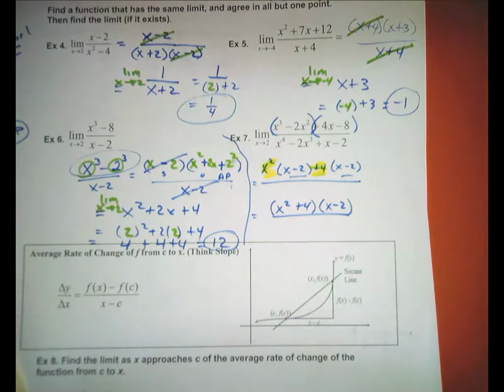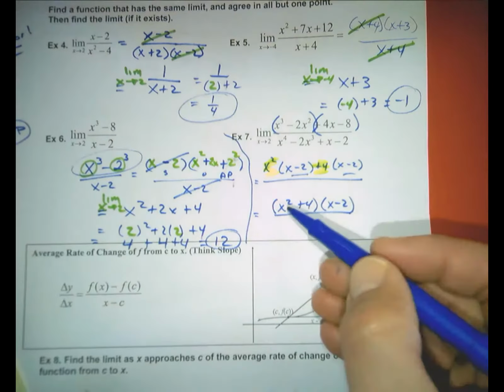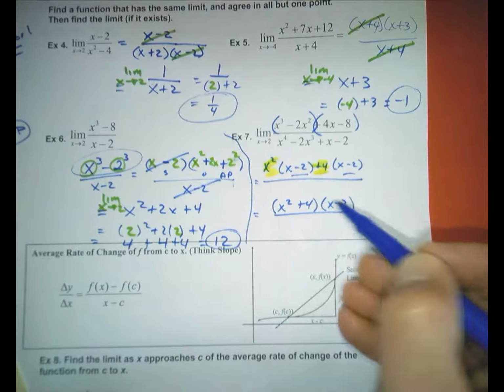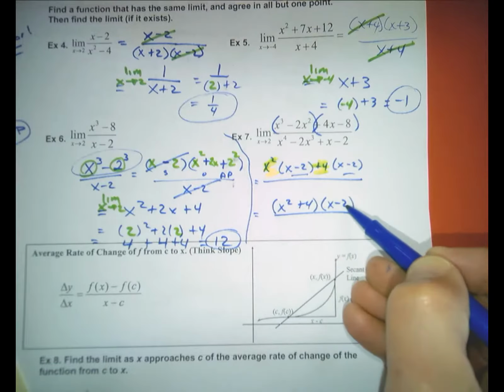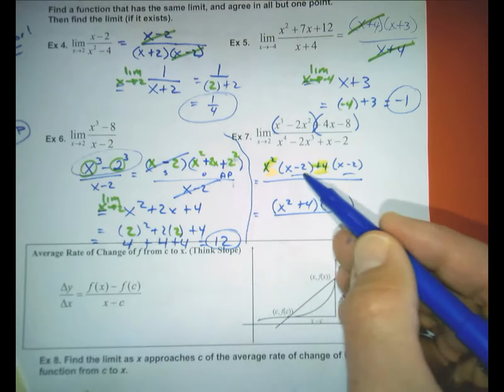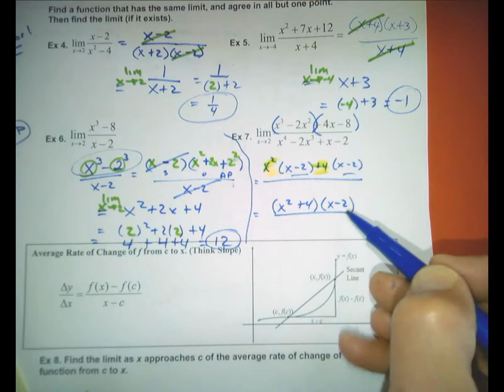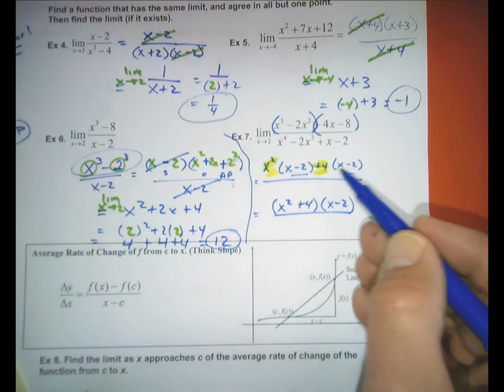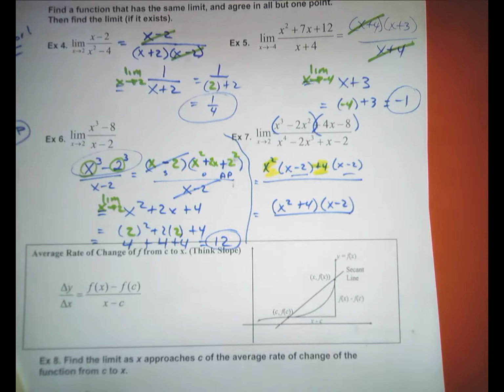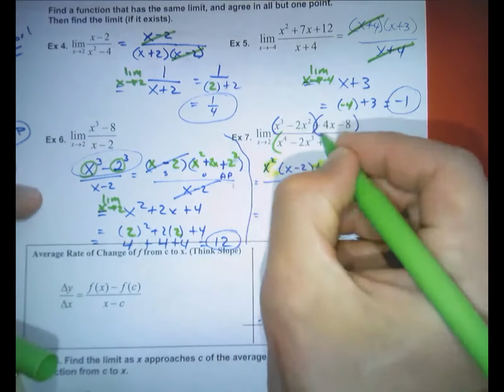The reason why you can do that is because of how we do FOIL. FOIL means first and outer. So if I took this x squared and distributed it here and here, that's represented here. And if I take this term and I do my inners and lasts, well, that's represented here. So that's why we can take those x squared and that 4 and put it together as one quantity. Okay? All right, well, let's do the same thing on the bottom.